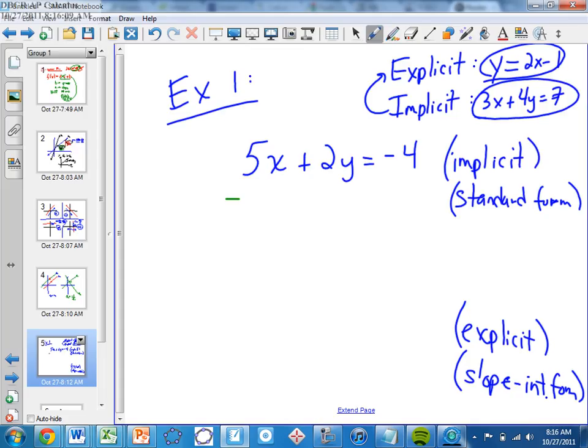Now, when I move the 5x over, be careful. So if I say subtract 5x, subtract 5x, let's put it in an order that actually makes sense here. I could write negative 4 minus 5x, but that's not the way we talked. Jason, what should I do? Negative 5x minus 4. Very good. Negative 5x minus 4. Yes.